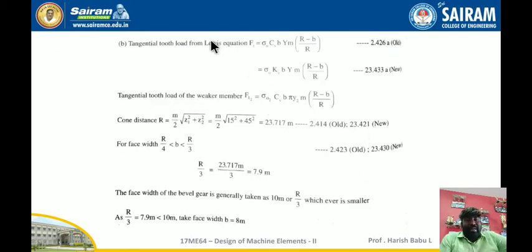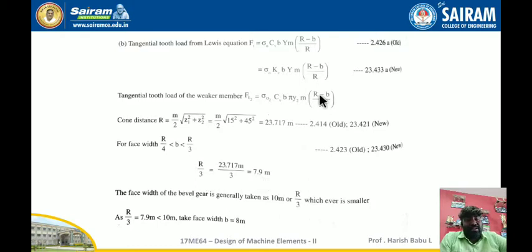Coming to the tangential load from the Lewis equation, Ft. Substituting the formulas, Ft is equal to sigma naught Cv B into capital Y M into (R minus B) by capital R. The cone distance R is equal to M by 2 root of Z1 square plus Z2 square. I am going to get 23.717 M. For a face width of R by 3, I am going to consider, I am going to get 7.9 M.